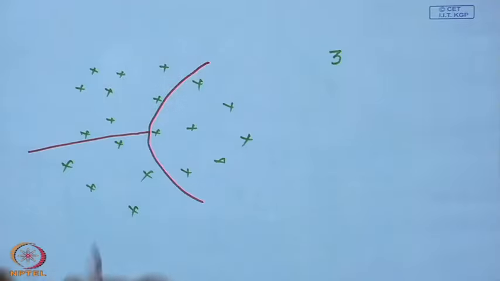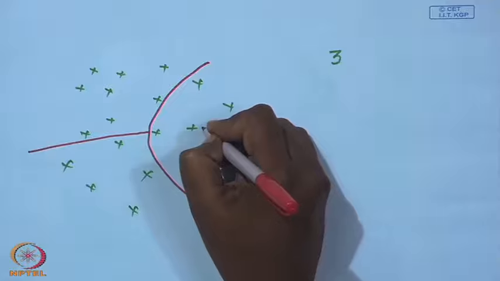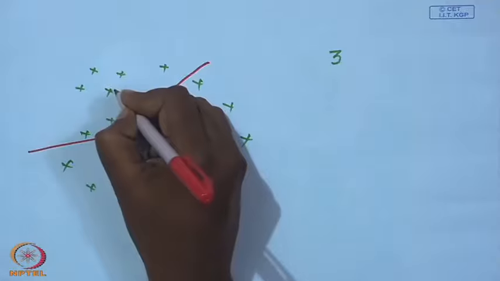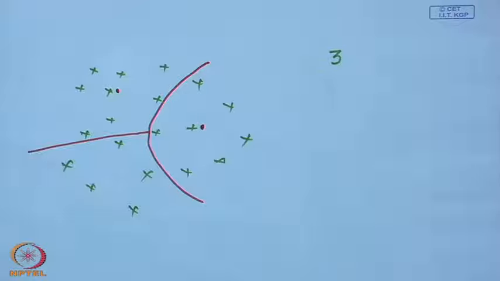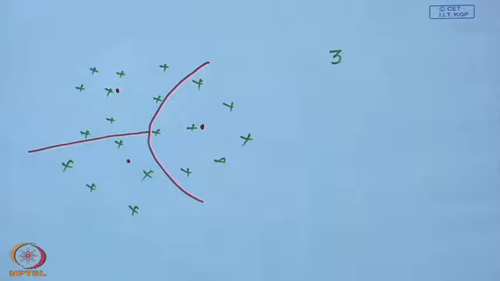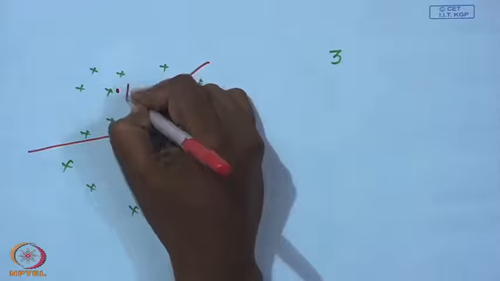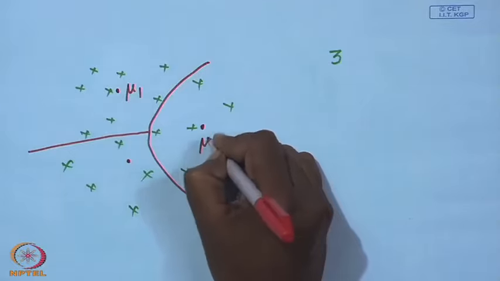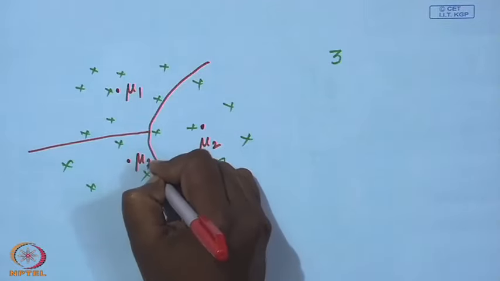Now, once I have these initial clusters, for each of the clusters so formed, I compute the cluster center, which will be the representative of the samples belonging to that cluster. So, suppose the center of this cluster comes out to be somewhere over here, the center of this cluster comes out to be somewhere over here, and the center of this cluster somewhere over here. So, this will be the cluster center mu 1, this will be the cluster center mu 2, this will be the cluster center mu 3, and so on.